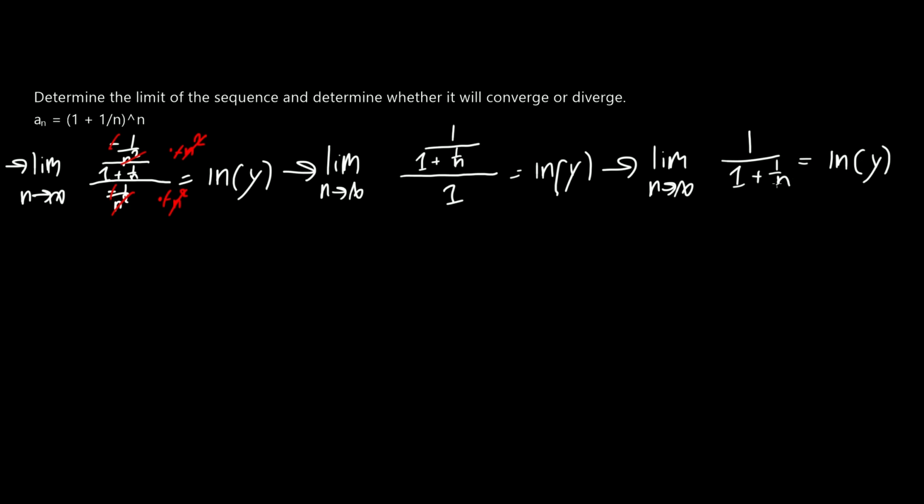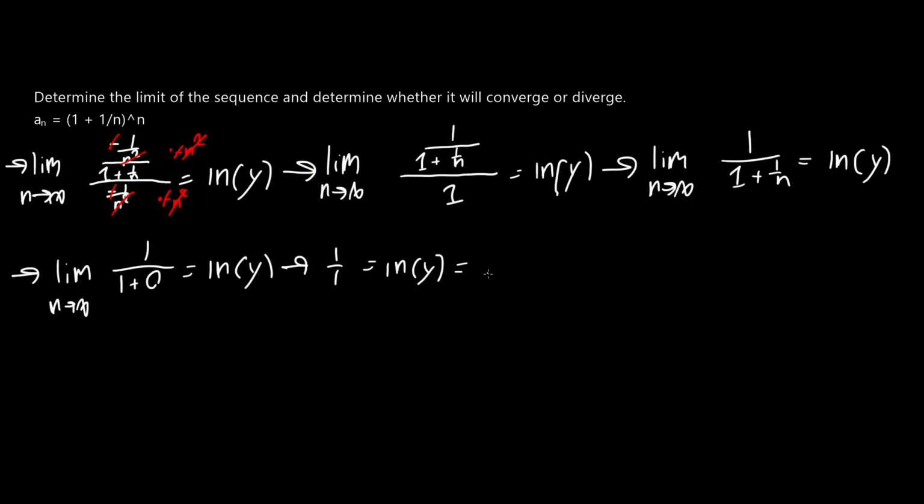And from here now, it is perfectly okay for us to substitute this 1 over n as a 0, because we're not going to be breaking the function because of this 1. So now we're going to have the limit as n approaches infinity of 1 over 1 plus 0, and then it'll equal the natural log of y. And then once we get rid of the limit here because we don't need it anymore, we're going to have 1 over 1 equaling the natural log of y, which is simply 1 equals the natural log of y.